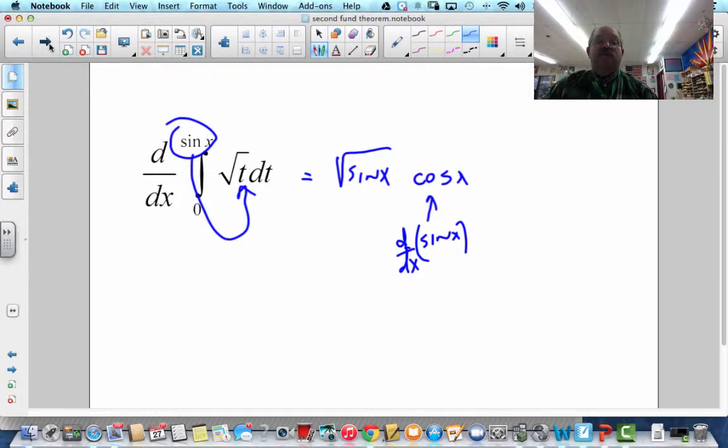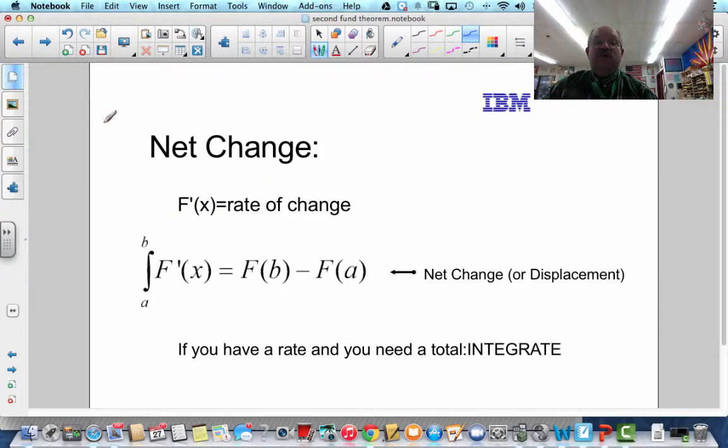So another form of the second fundamental theorem works this way. If F prime is a rate of change, and I take the antiderivative of this rate of change and work that out, so that if big F prime is my rate of change, capital F is my function. I do capital F of b minus capital F of a, and I get the net change, or the displacement. And I'll say this a bunch of times: if you have a rate and you need a total, you should integrate.